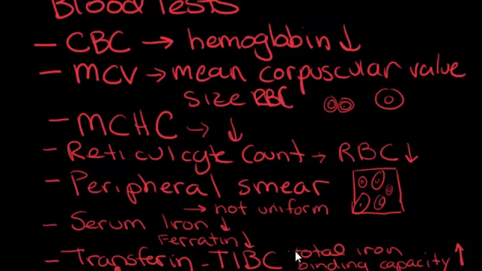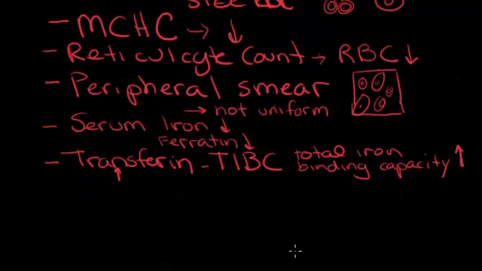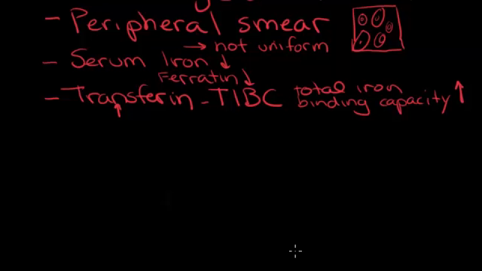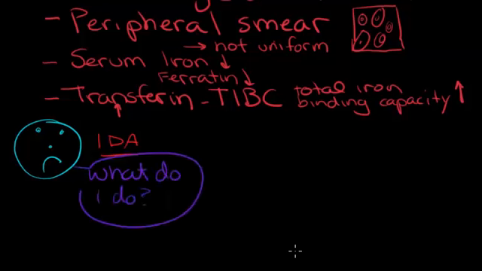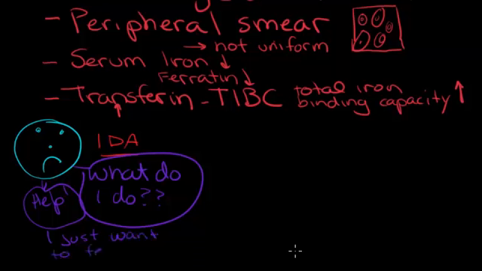So what does all of this mean? What does all of this mean for your patient? We have a patient here, and some of the lab values that we've just been talking about have come back, and we're going to go ahead and say that he has a diagnosis of iron deficiency anemia now. And so your patient's looking at you saying, what do I do with this? What does all of this mean? Help me to get better. I don't know what to do. I don't know what all this means. I just want to feel better.